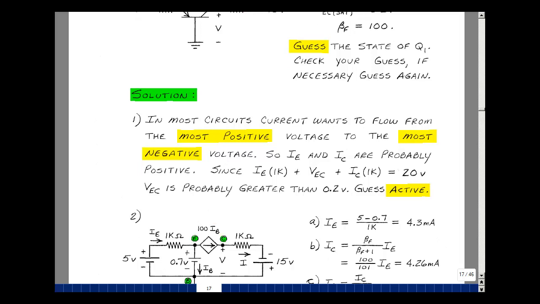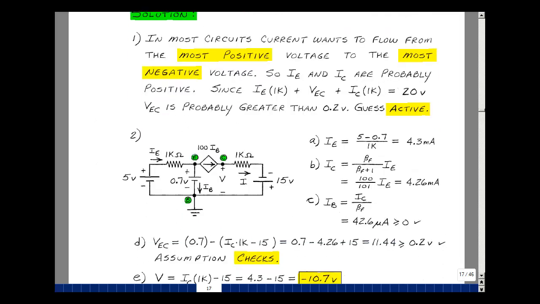Let me scroll this up a little bit. My collector, my base, and my emitter current, my collector current, the voltage V, the current I, and my base current coming out of the base. We need to show that the base current is greater than or equal to 0 and that the emitter collector voltage is greater than or equal to 0.2 volts.